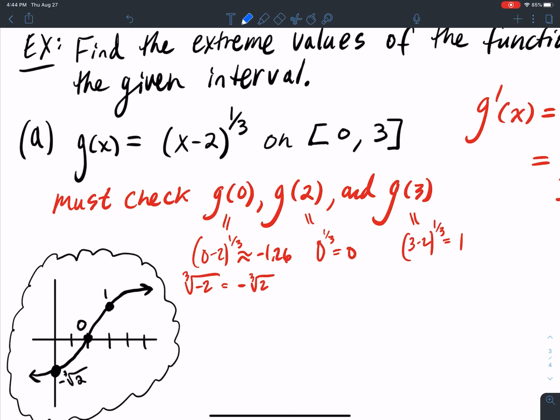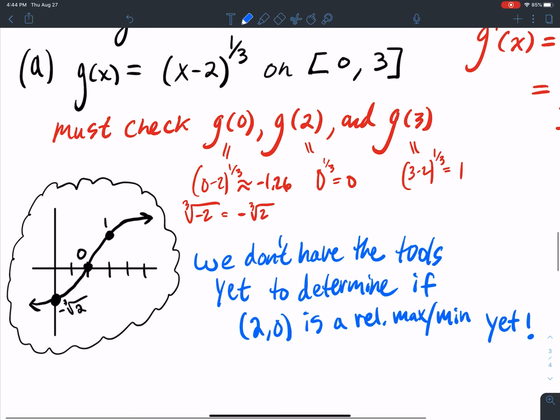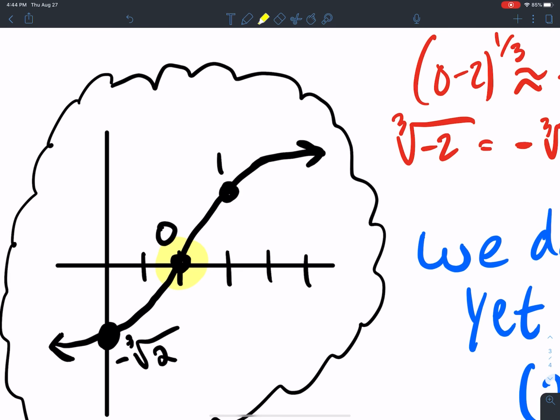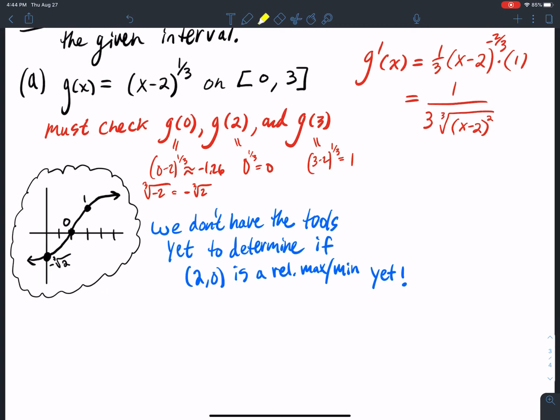And so that, my friends, right now, we don't have the tools to determine if it's a relative max or min. But when you look at this with a picture, it definitely does not look like a relative max or min, okay? But in another section, we're going to get the tools that tell us how to determine if this would be a relative max or min, okay? And I'll allude to that more in the next example.